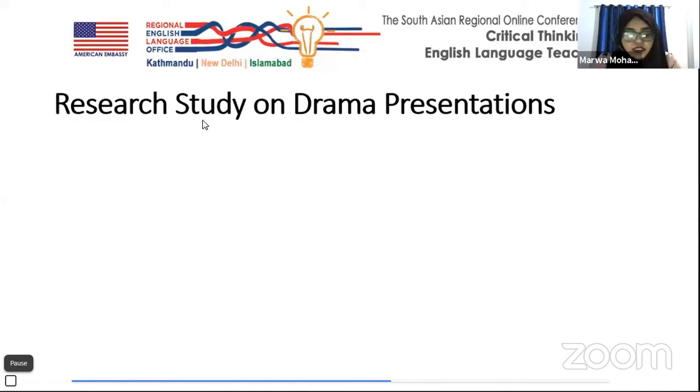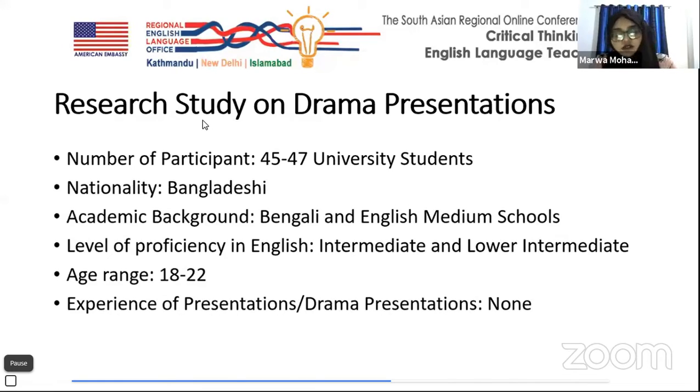Now, the research study was similar to the previous study, but this time I had more participants. I had 45 to 47 students. They were again Bangladeshi, from Bengali or English medium schools, but their proficiency level was lower than the previous group. They have intermediate or lower intermediate proficiency. The age range is a little lower as well, and they had no experience of doing any presentations or drama presentations before. They started with this course, so they did presentations on random topics, and then they started the drama presentation.